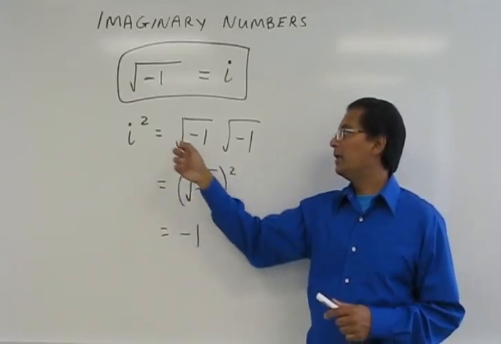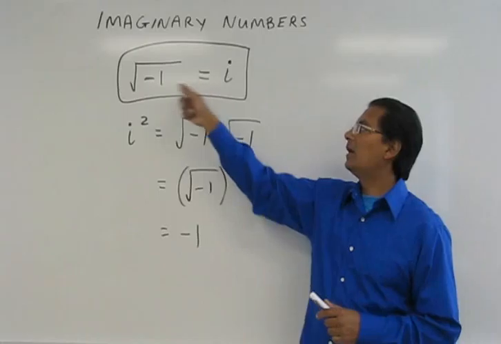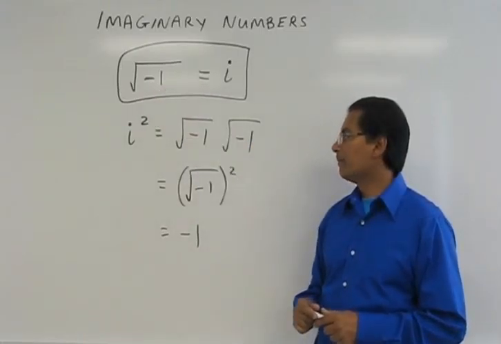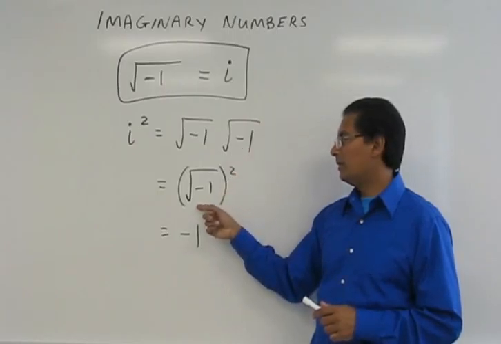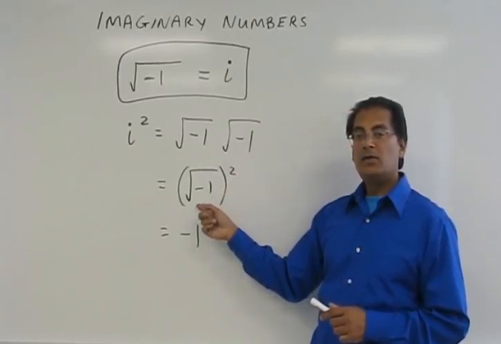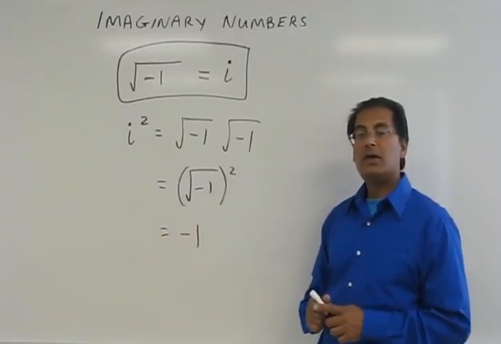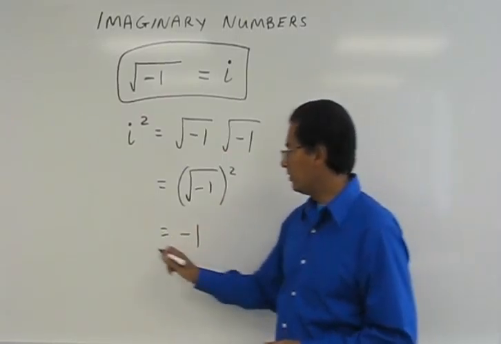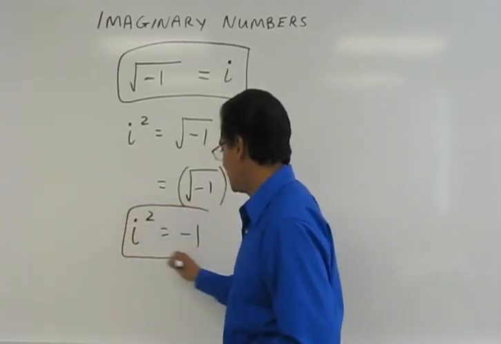So i squared is the square root of -1 times the square root of -1, because i is the square root of -1. And the square root of -1 times the square root of -1 means the square root of -1 squared. When you square root, you undo the root. So this is going to give us -1. So in other words, i squared is -1.